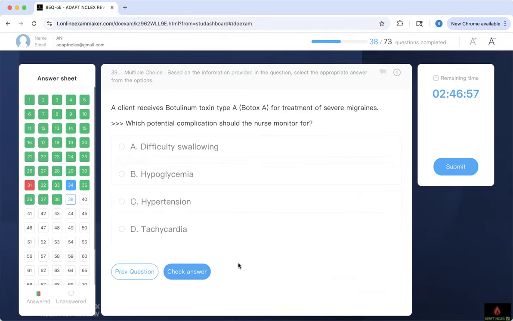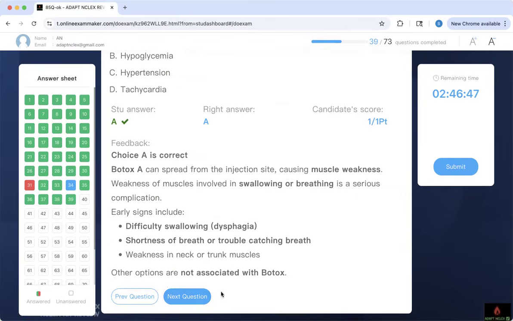Botox is going to paralyze things. If I paralyze things, it has nothing to do with hypoglycemia or hypertension or tachycardia. Difficulty swallowing, airway problem. You should monitor the client for that.